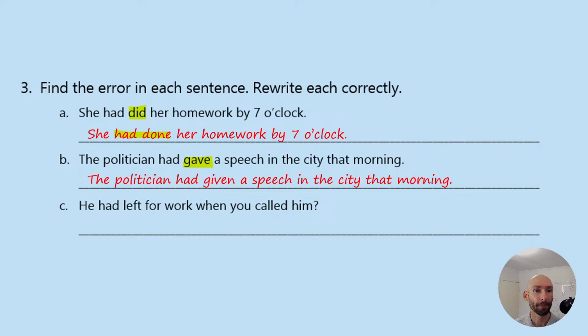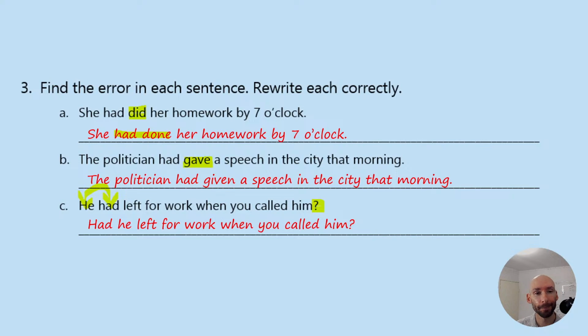And the last one. "He had left for work when you called him?" Okay, take note here that there's a question mark. When we're forming questions, we need to make sure that our subject is in the right place. And here, this would be correct if it was an affirmative sentence, but for a question, we need to put had before the subject. Had he left for work when you called him? So you'll notice that these two needed to be switched around. He had should be had he to ask a question.